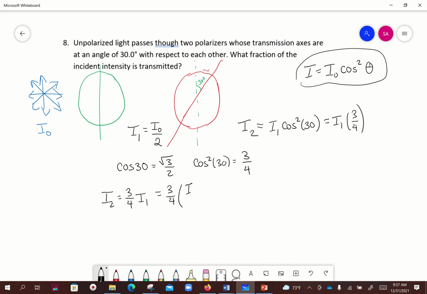All right, so I2 is equal to 3/4 of I1, and I1 is half of I0, so we get 3 on top, 4 times 2 on the bottom, 3/8 of I0, so 3/8 of the initial light will be transmitted.